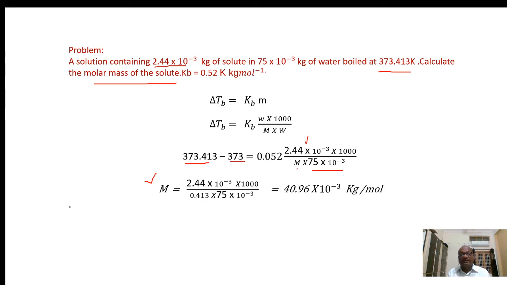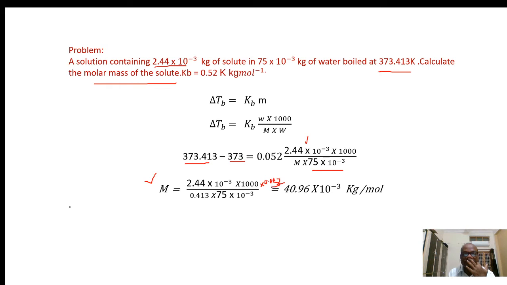So when you write the equation for molecular weight of solute, it gives 2.44 into 10 power minus 3 into 1000 divided by 0.413 into 75 into 10 power minus 3, into 0.52. You remember, it is 0.52. That you have to write, it is 0.52.